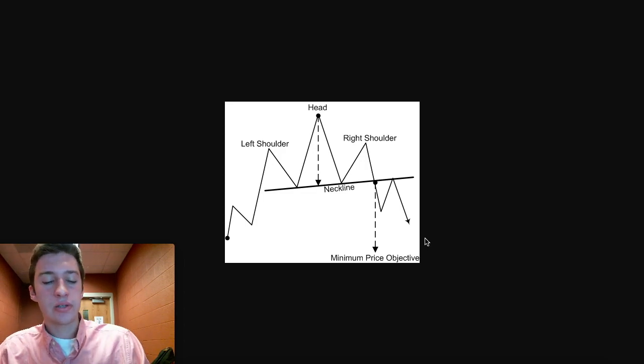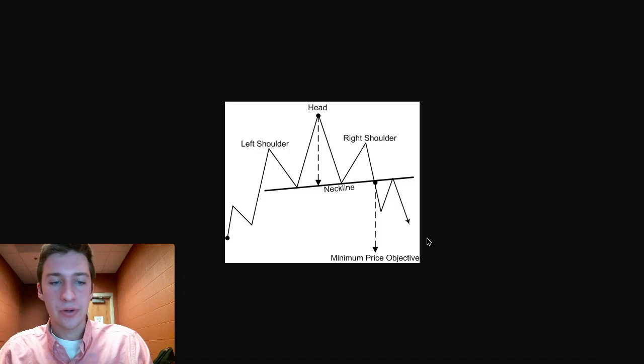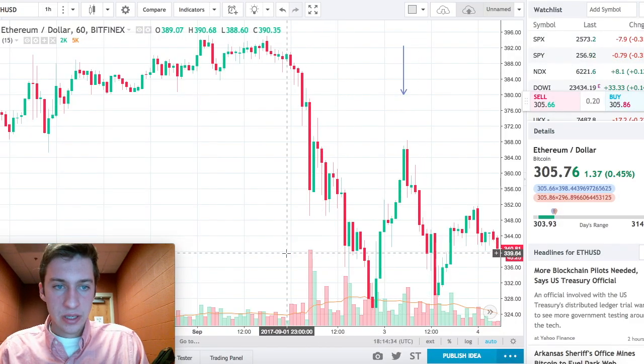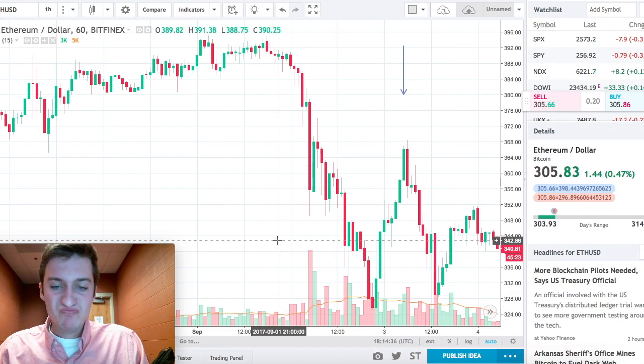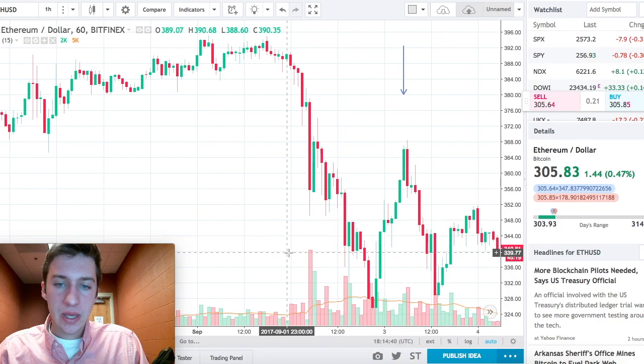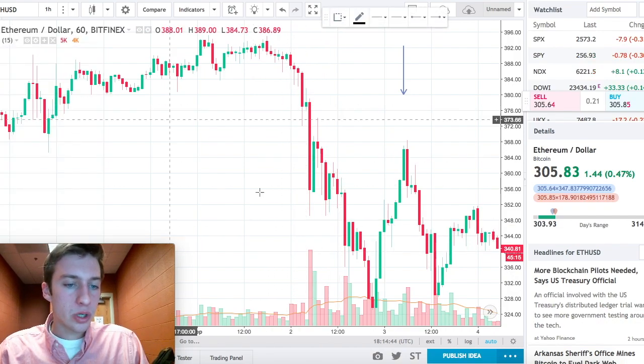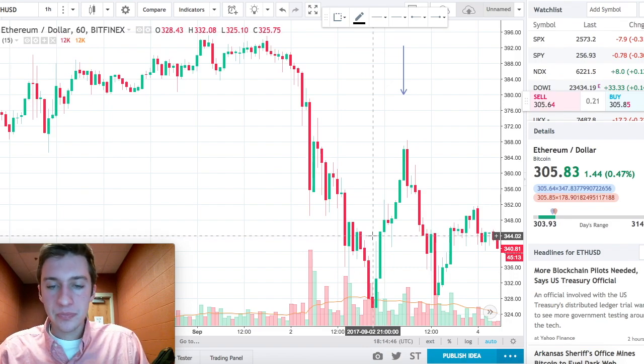Okay, so we've talked about volume and we've talked about what exactly is a head and shoulders. So let's look at our first example on Ether. What we can see here is we have the Ether 1 hour on Bitfinex. This is TradingView, a charting site that you can use, and we can label some levels here so that we can know we are dealing with a head and shoulders.